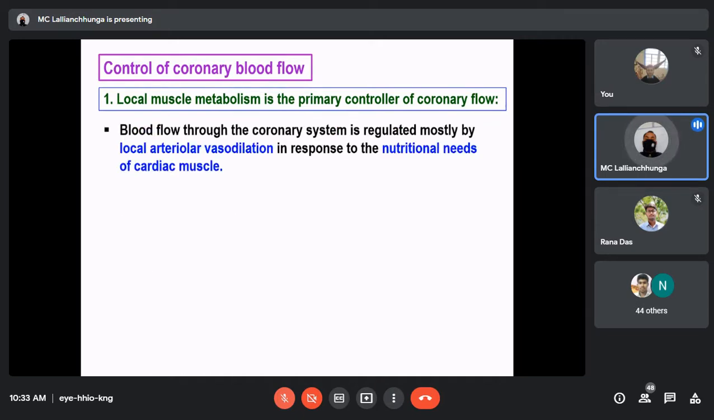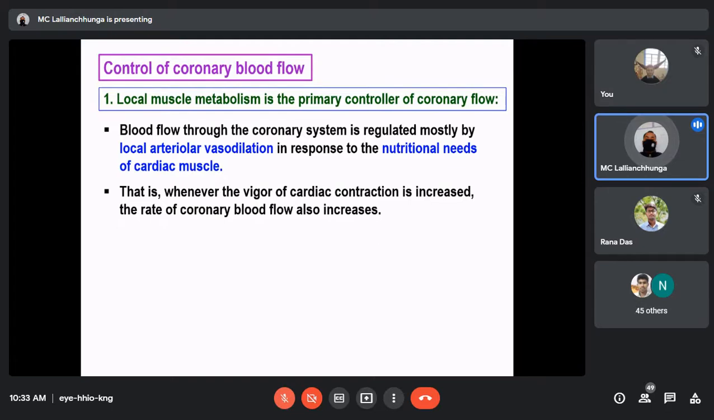Blood flow through the coronary system is regulated mostly by local arterial vasodilation in response to nutritional needs of the cardiac muscle. Just like other tissue, what we have discussed yesterday. When there is increased nutritional need by the cardiac muscle, there will be vasodilation of the arterial system of the coronary circulation, so that more blood can enter the heart tissue. Whenever the vigor of cardiac contraction is increased, the rate of coronary blood flow also increases. That means more metabolism, more action, so there is need of more blood flow.